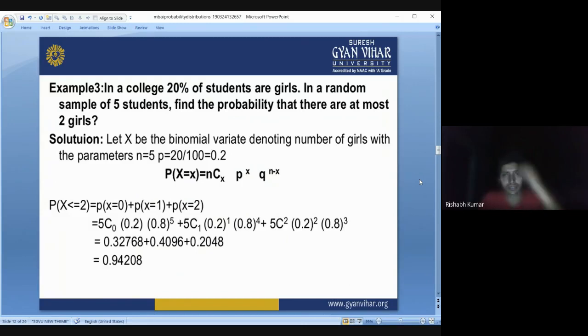So let x be the binomial variate denoting the number of girls with the parameter n equal to 5, probability equal to 20/100, that is 0.2. This is the formula for the binomial probability distribution, that is probability of X equal to x is equal to nCr p^r q^(n minus r). We need the probability that x is less than or equal to 2, because in our question it is asked that there are at most 2 girls, so that means equal to 2 or less than 2. So that means probability of x equal to 0, that is no girl, plus probability of x equal to 1, that is only one girl, plus probability of x equal to 2 girls. So we can apply this formula for all these 3 terms, and we are getting the answer as 0.94208.